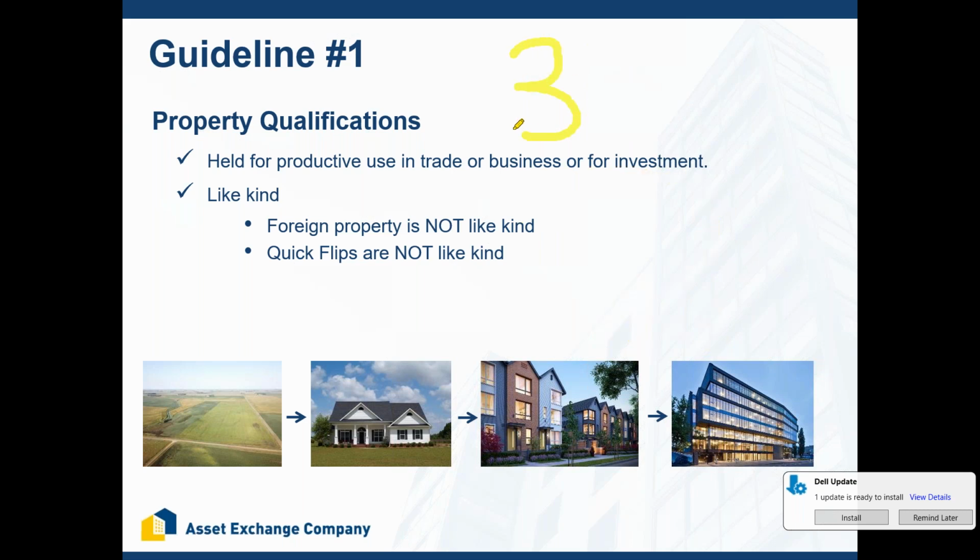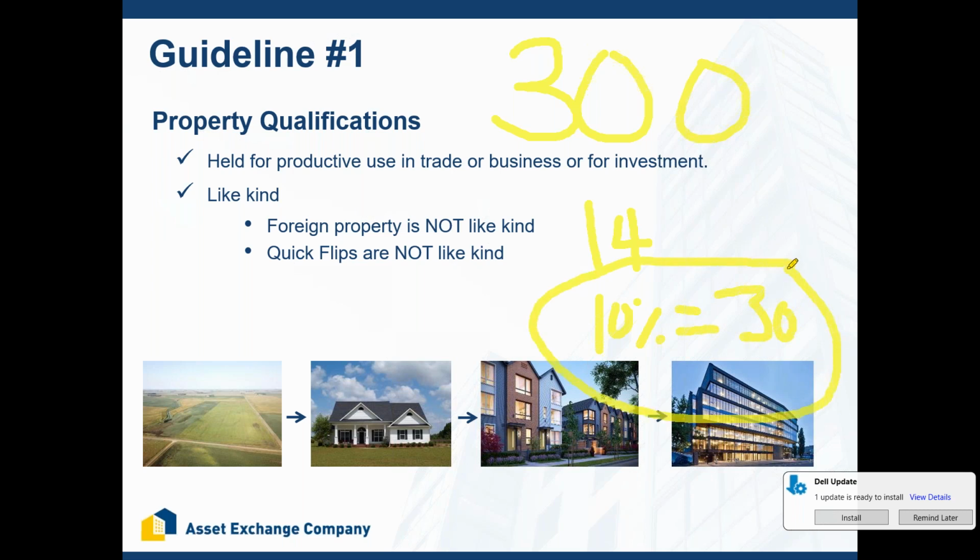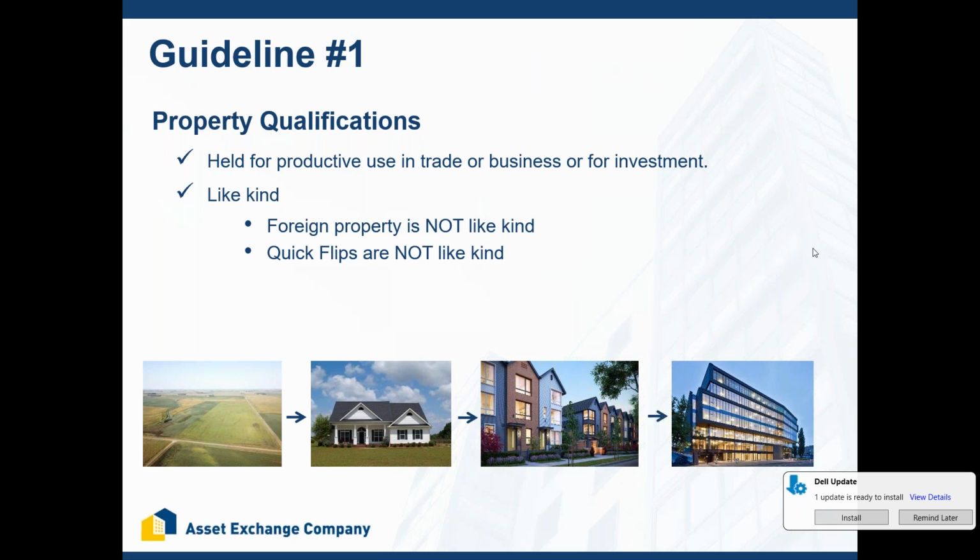Let me give you another example. The Napa home you have, you rented it out for 300 days. Well, you can either use it for 14 or 10%, which is 30 days, whichever is larger. So in this case, if you use the property for more than 30 days, it is not a 1031 exchangeable property. Does that make sense? Now, you're going to forget that.